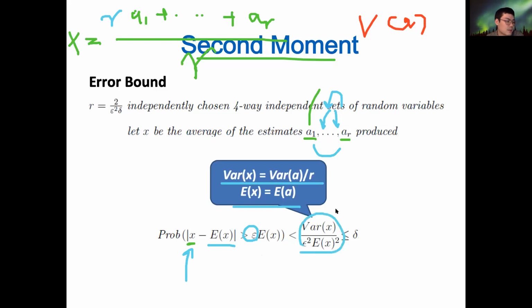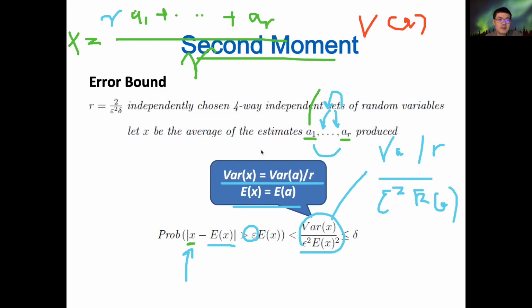And now we know that the denominator, variance of X, is basically variance of A divided by R. And the numerator is epsilon squared times the variance of X. But variance of X is the same as variance of expected A.